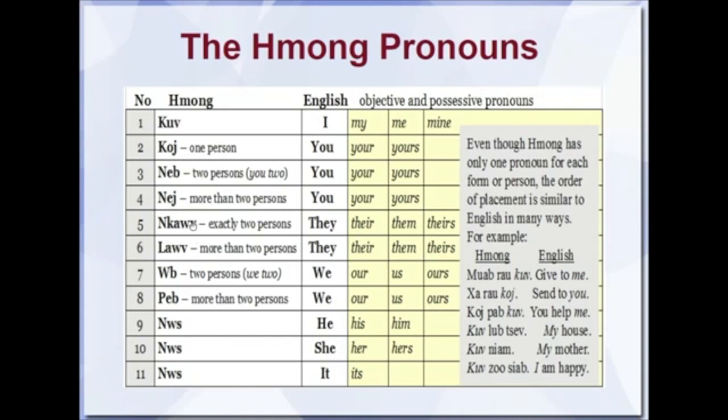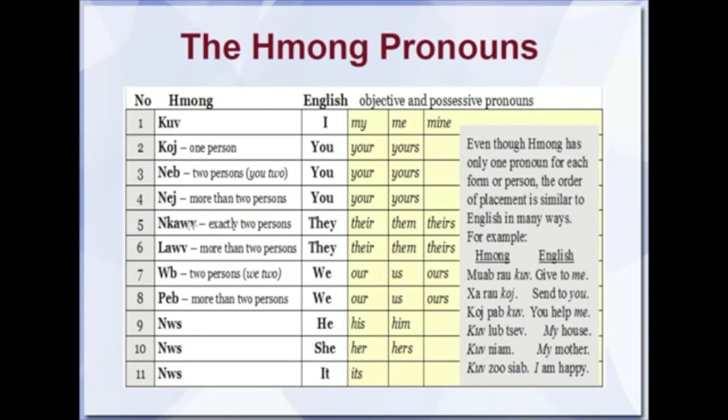In this column are the Hmong pronouns, and over here are the English pronouns. So the first Hmong pronoun is gu. Gu means I, or my, me, and mine. Next one, go. Go in Hmong, one person, you, your, or yours. Ne, ne, two persons, you two, that is, you, your, or yours. Ne, ne, more than two persons, you.